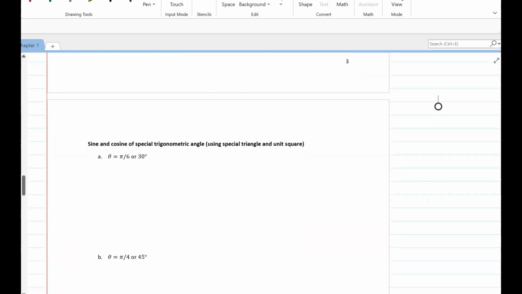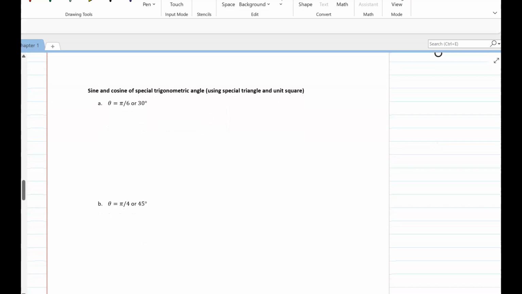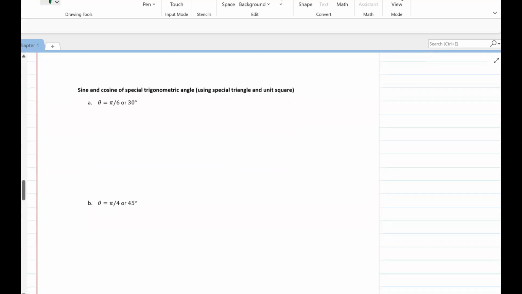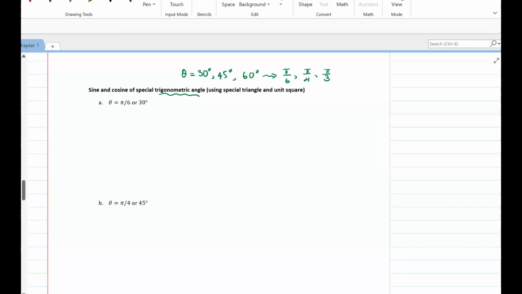Let's take a look at the next couple of examples. Let's try to find the sine and cosine of special trigonometric angles using a special triangle and the unit square. What are the special trigonometric angles? These are the angles theta equal to 30 degrees, 45 degrees, and 60 degrees, or in terms of radians, pi over 6, pi over 4, and pi over 3. And we want to find these using a special triangle and the unit square. But what is the special triangle that we're talking about here? The special triangle that I'm talking about is the equilateral triangle.